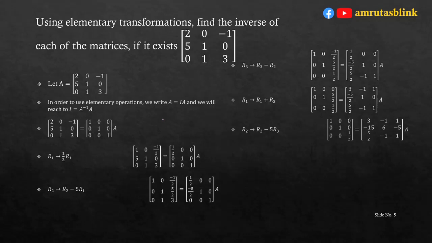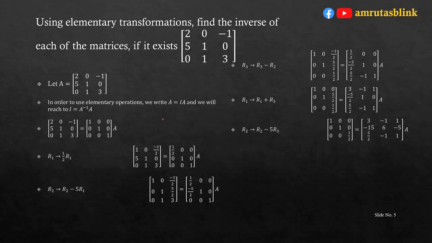Now in the second row, instead of 5 by 2 there should be 0. So we will revise R2 as R2 minus 5 into R3. Now first row as it is, that is 1, 0, 0. So 0 minus 5 into 0 as it is, 1 minus 5 into 0 again as it is, 5 by 2 minus 5 into 1 by 2 is equal to 0. Third row as it is, that is 0, 0 and 1 by 2. On the right hand side, 3, minus 1 and 1 as it is.